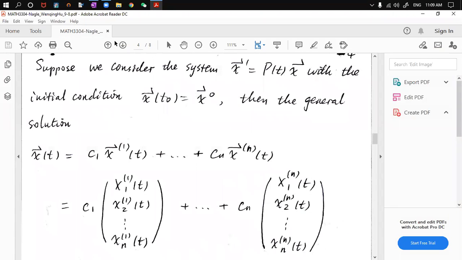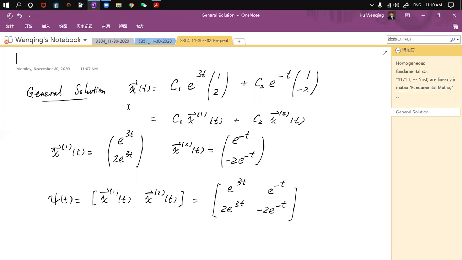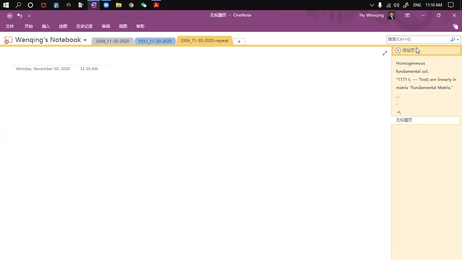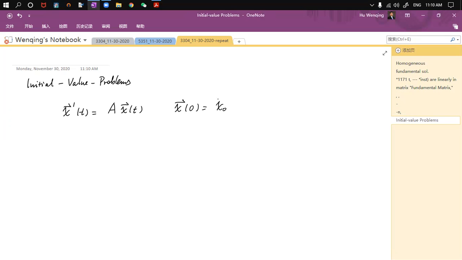Now the natural question that might arise is why do we need this fundamental matrix? So here let us recall the initial value problems, not just general solutions. Suppose you are solving an initial value problem. That means x prime of t is equal to A x of t, as well as the initial value, let's say x of 0 is equal to x0.